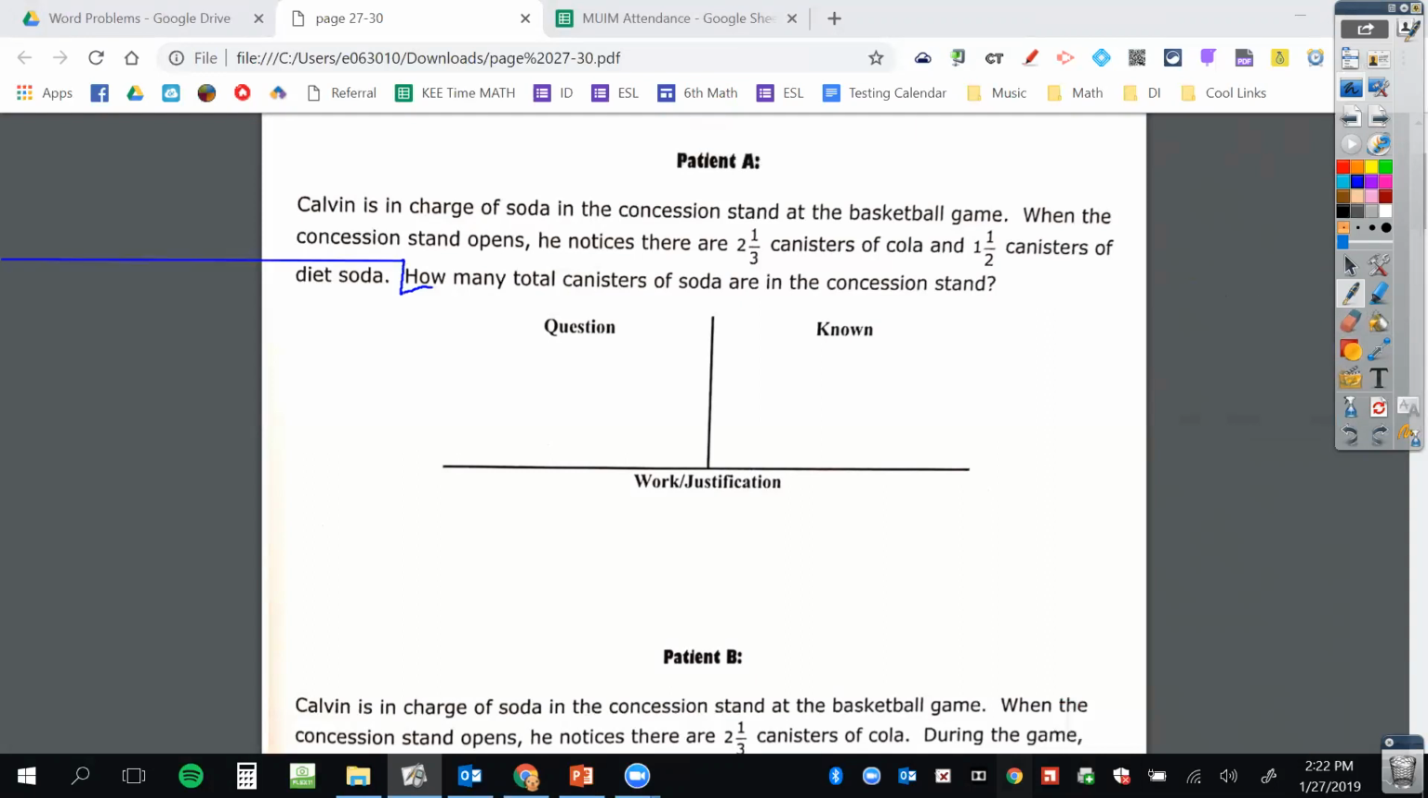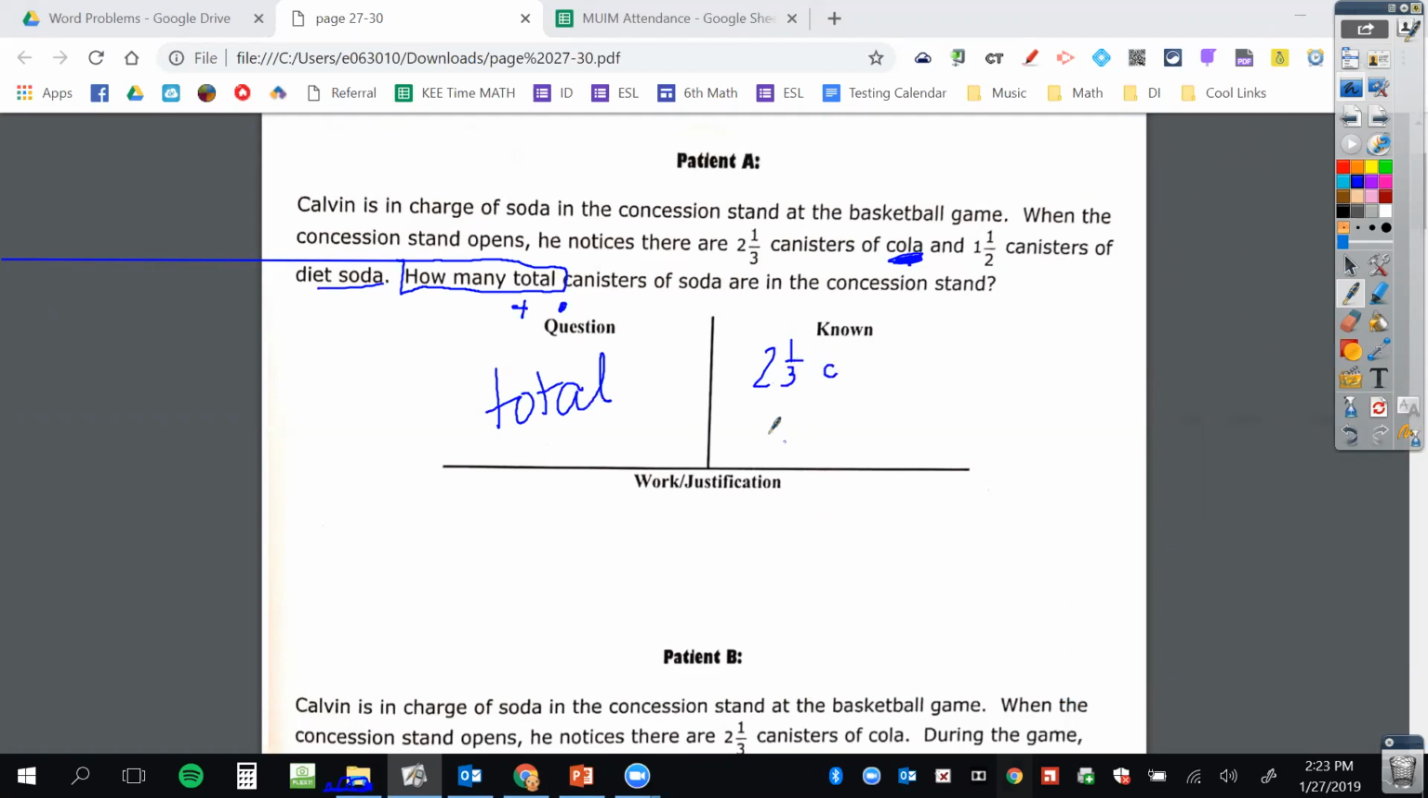Well, right here, I see it says how many total. Total usually means to add or to multiply. Now it says we have Coke here and then Diet Coke. Well, it's saying if I've got Coke and Diet Coke, how much total soda do we have? So the question is asking for total. I know I have 2/3 canister of Coke.